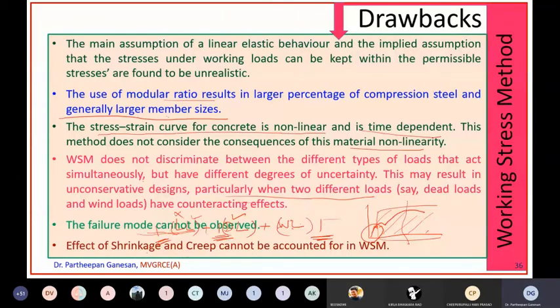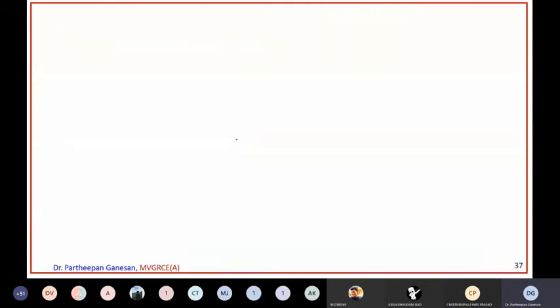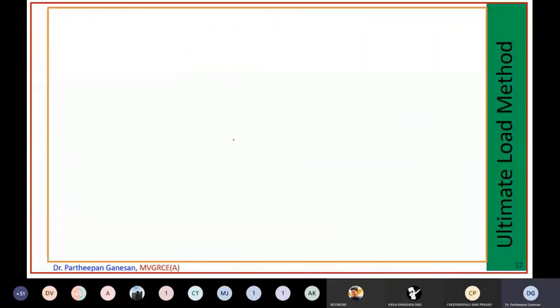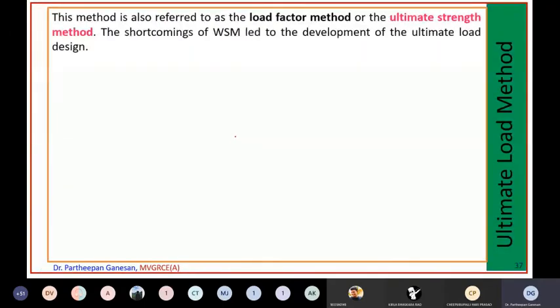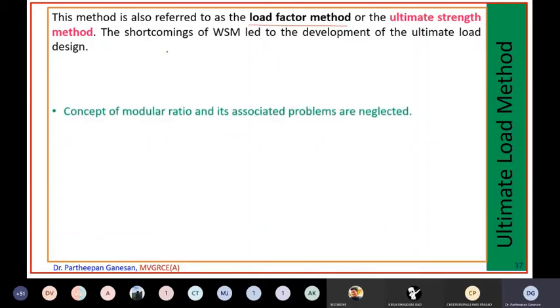These are the various drawbacks or demerits of working stress method. Now, to overcome this linear elastic behavior and also this weakness of the method, the researchers have come out with the ultimate load method. This method is also referred to as load factor method, load factor method or ultimate strength method. The shortcomings of working stress method led to the development of ultimate load design.